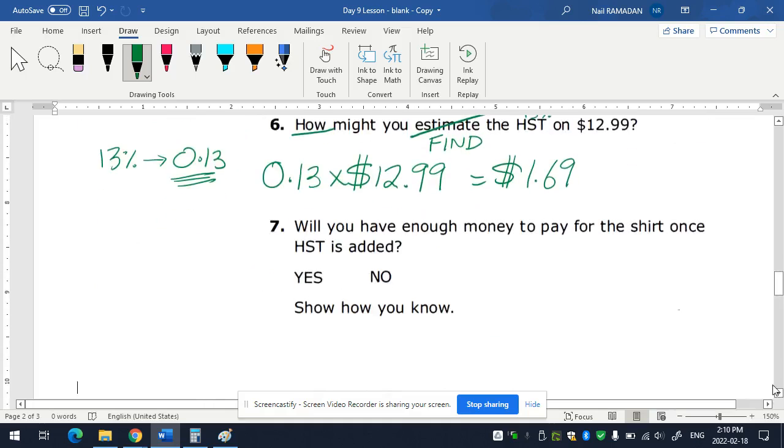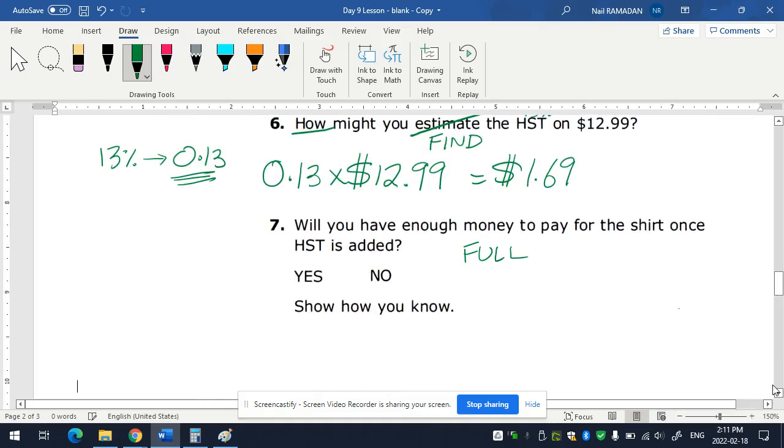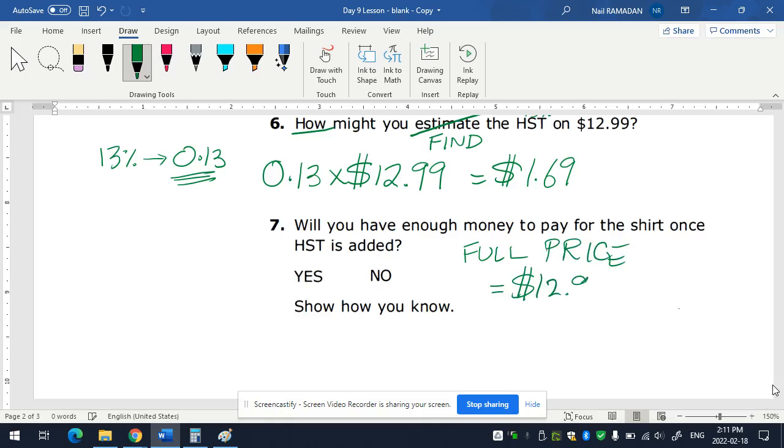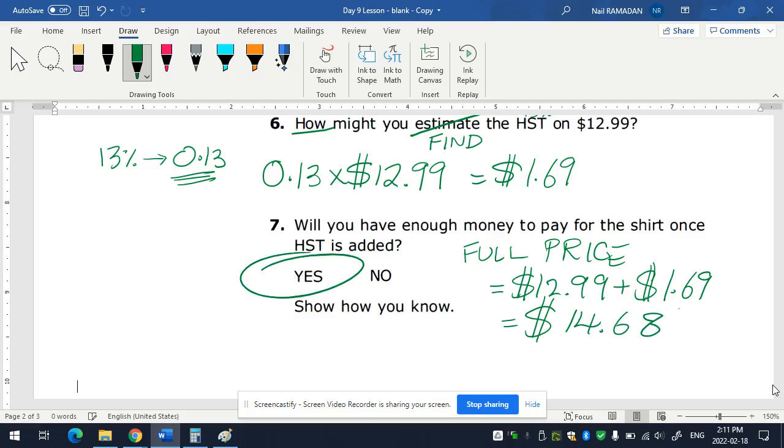So how will you have enough money? Well, full price, everyone, equals $12.99 on the cashier machine plus $1.69, which is $14.68. Yes, you will. And you even get back, yep, they still owe you some change.